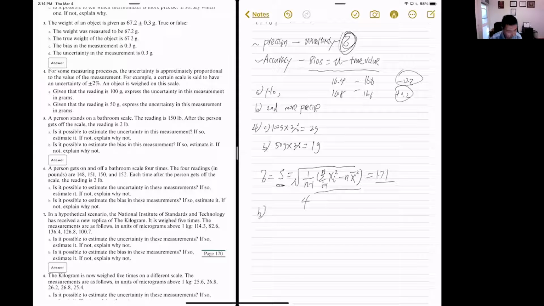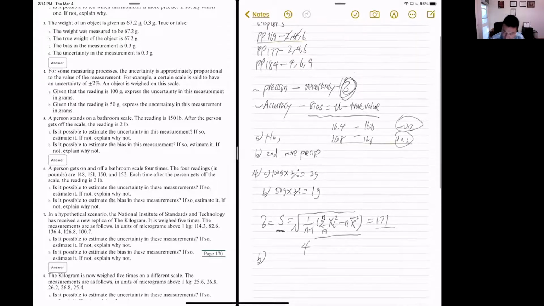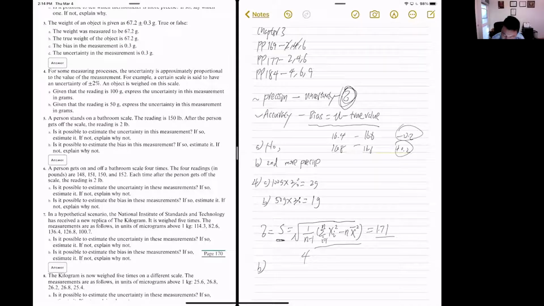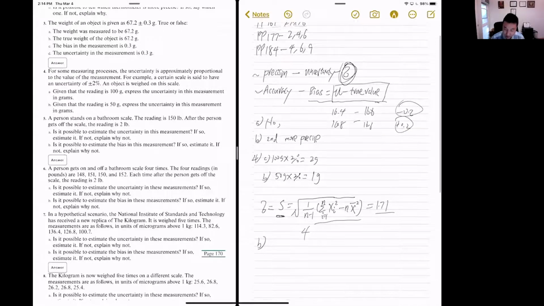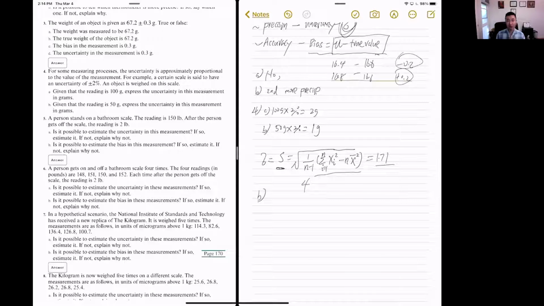Part B, about the bias. Is it possible to estimate the bias? So the bias is the difference between the mean value and the true value. So when the person gets off the scale, it shows 2 pounds. But the true value after he gets off the scale should be 0 pounds, right? So we can calculate the bias.